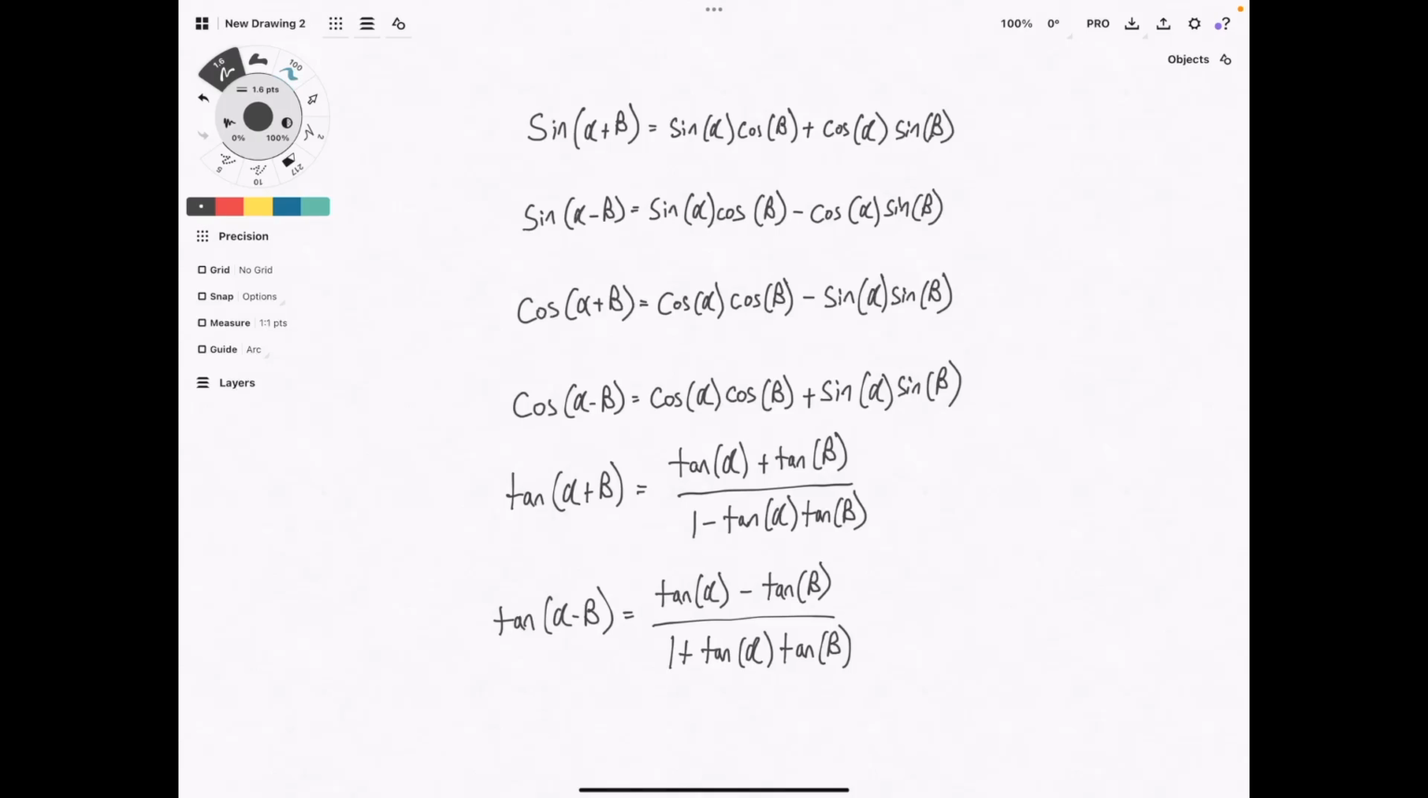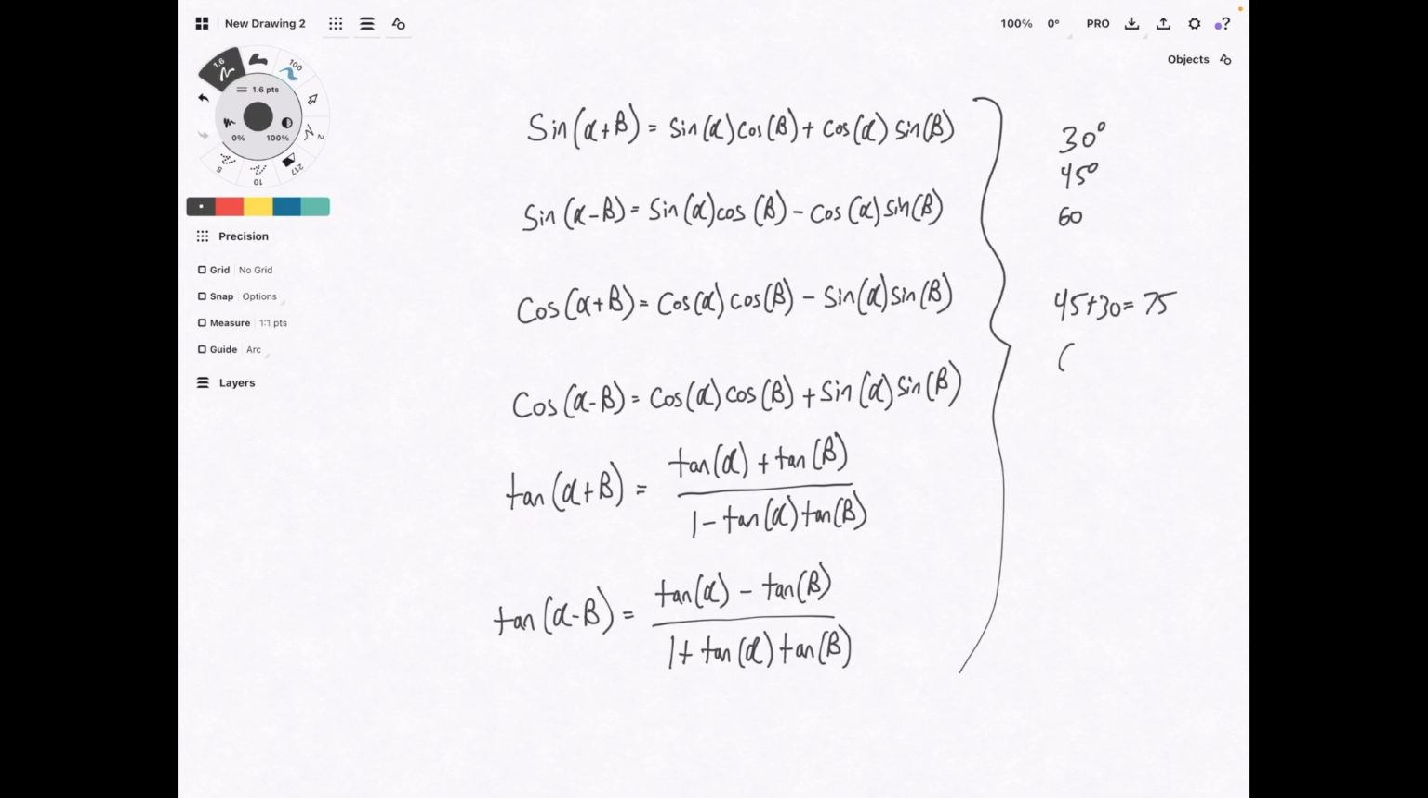In the last video, we introduced the sum and difference identities in trigonometry, which let you determine the sine, cosine, and tangent of angles that you might not know off the top of your head. How you do that is you use the angles that you do know. So, for example, we know 30, 45, and 60, and by adding or subtracting these together, we can figure out these values for, say, 45 plus 30 equals 75, or 60 minus 45 equals 15. We can figure out these values.